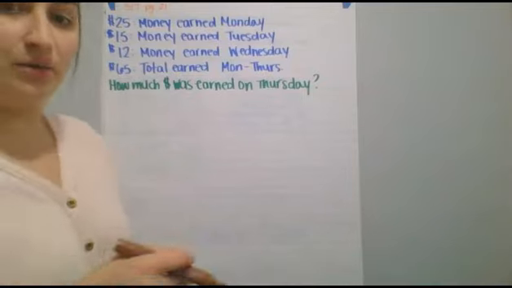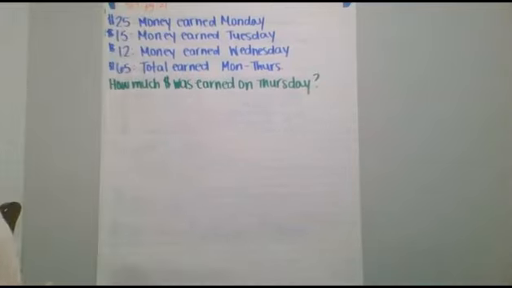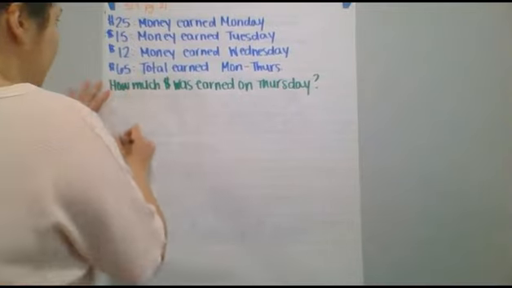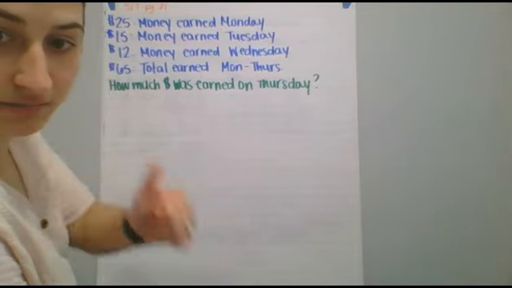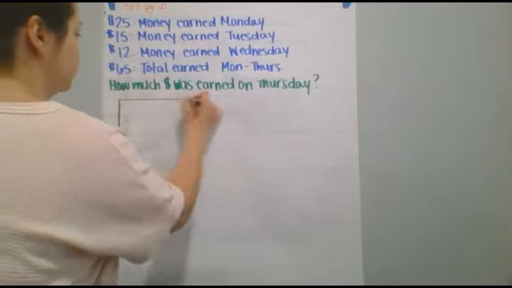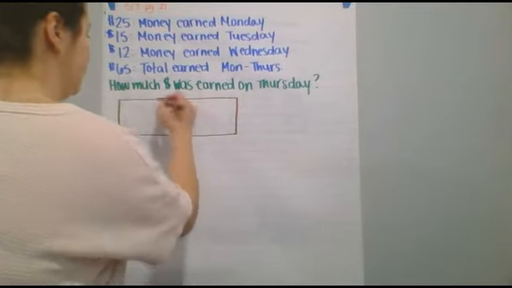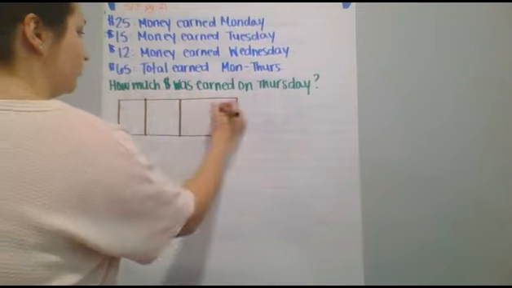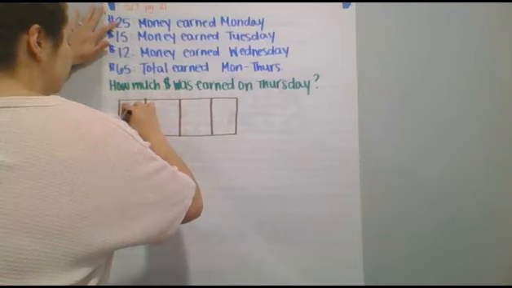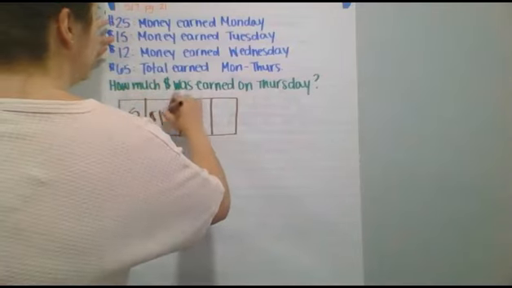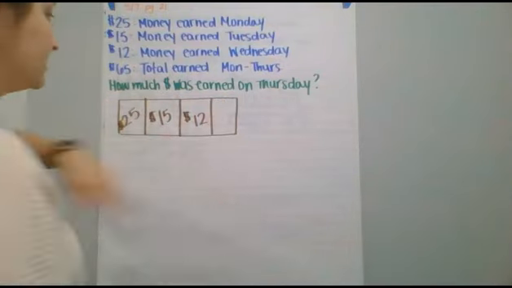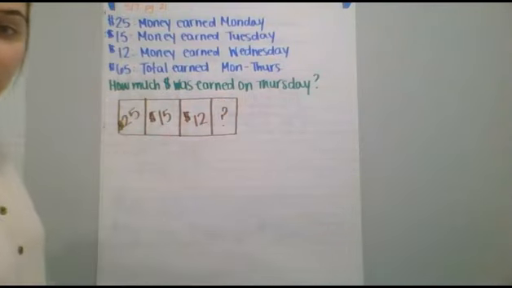So before we get started, I want to think about a visual that we can use to help us solve this problem. So what I'm going to do is I know that I have 4 parts, Monday, Tuesday, Wednesday, Thursday, okay? So I'm going to divide this into my 4 parts. On Monday, this is my $25, Tuesday, my $15, Wednesday, my $12, and then Thursday, I don't know, okay?